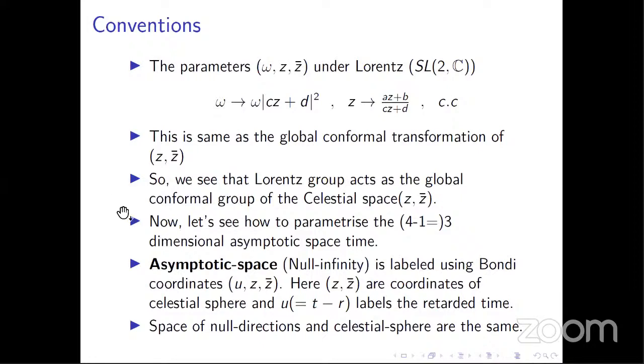So till now we saw how we parameterize the null momenta, and now let's see how we will parameterize the three-dimensional asymptotic space-time, the null infinity. So null infinity is labeled using the Bondi coordinates u, z, and z bar. Here z and z bar are the coordinates of the celestial sphere, and u equal to t minus r labels the retarded time. So again, as I said, the space of null directions and the celestial sphere are the same thing.